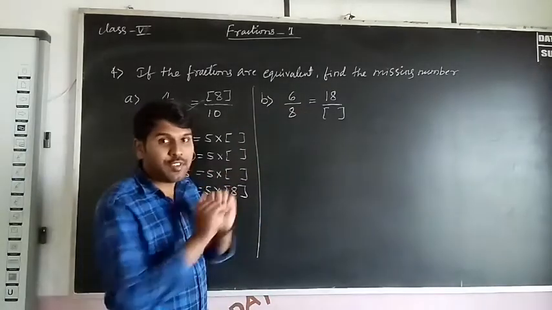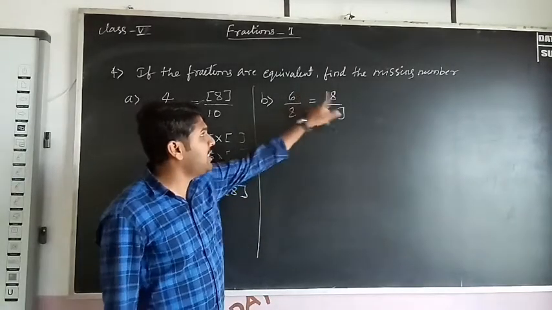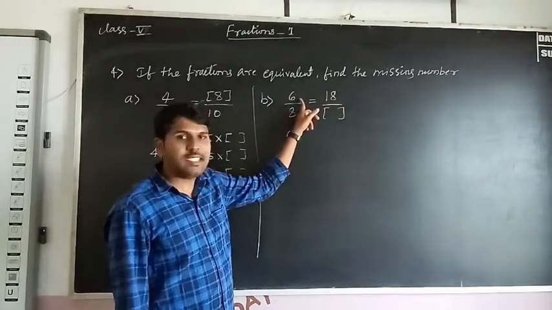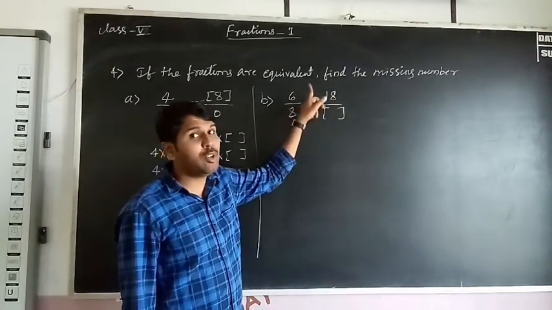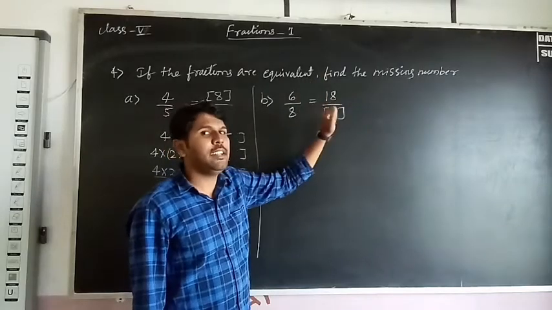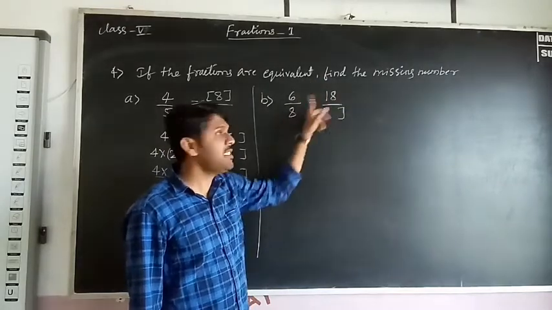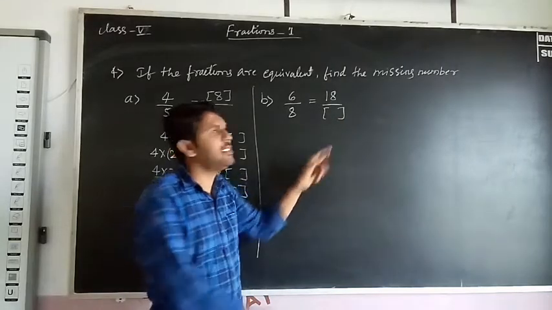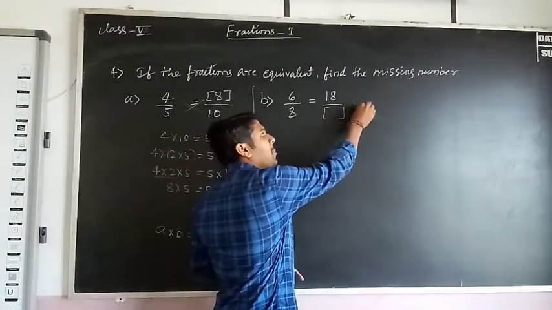So here, first see the numerator. Here 6 is there, 18 is there. So 18 comes under the 6 table. 6 1s are 6, 6 2s are 12, 6 3s are 18. That means 6 3s are 18, so 8 3s are how much? 24. Directly you get the answer as 24.